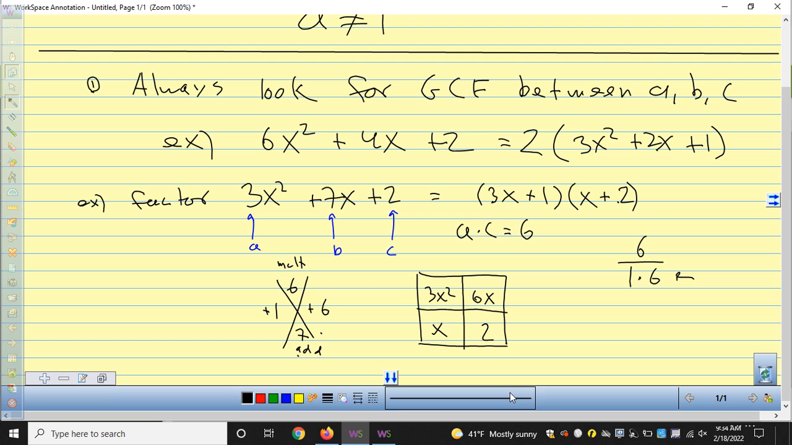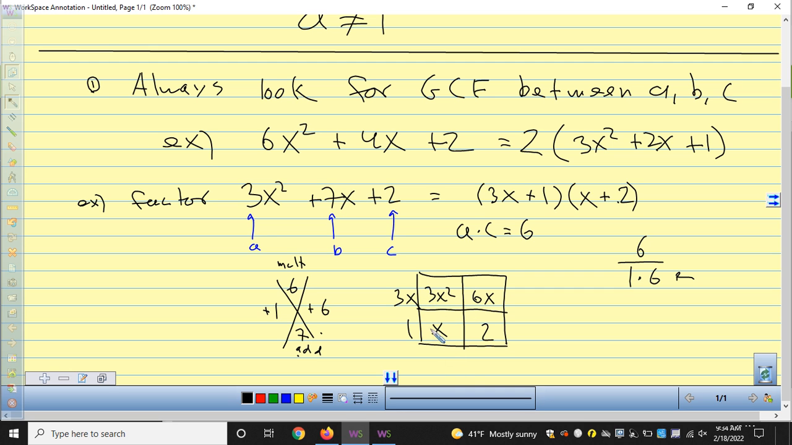And now we take out our greatest common factors. So what's the biggest number that goes into both 1 and 2? 1. And these don't share any x's, so I don't bring out an x. Here, what's the biggest number that goes into 3 and 6? 3. And what's the smallest x that these two share? 1x.